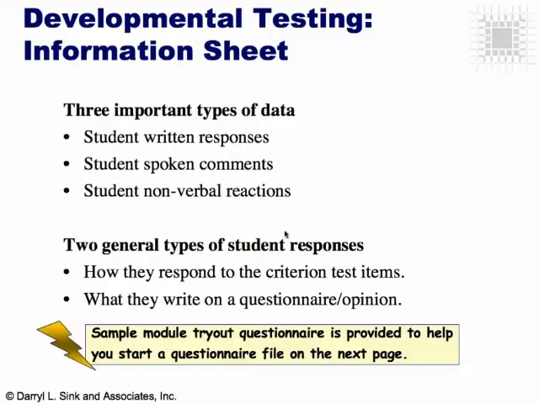Now, speaking of the questionnaire and the kinds of information that we should collect, let's take a look at that just for a second. But it's very important. This is on page 280. On page 280, there are 3 important types of data to collect. Students' written responses. If you've got worksheets and that sort of thing, you really want to pick those up. Students' spoken comments and nonverbal reactions too.